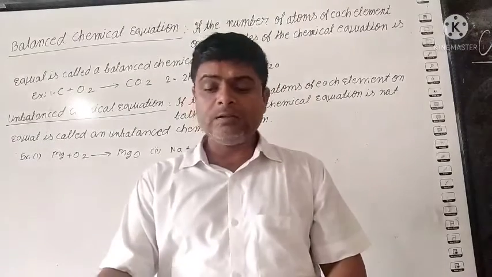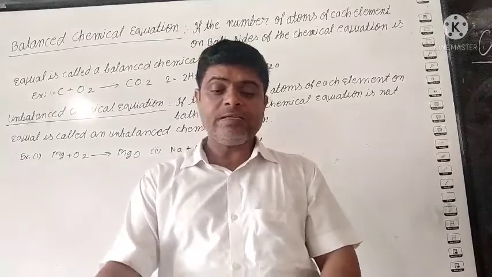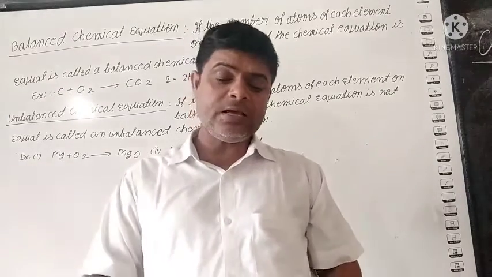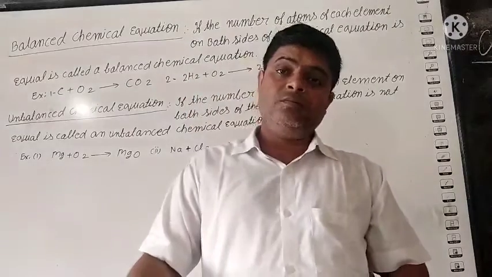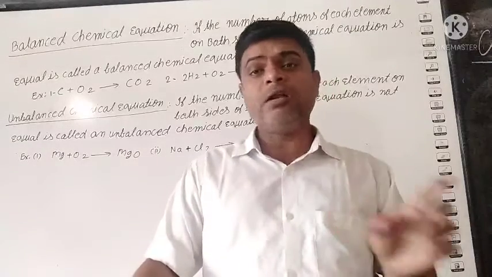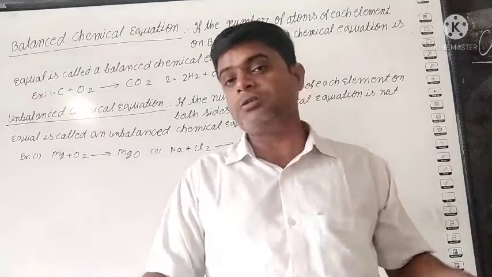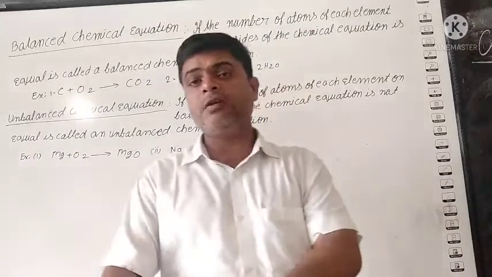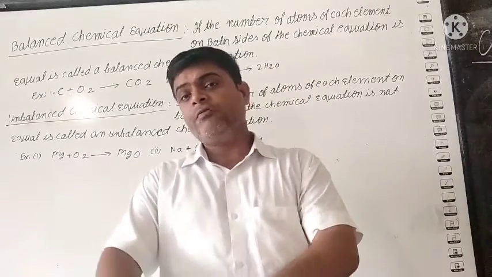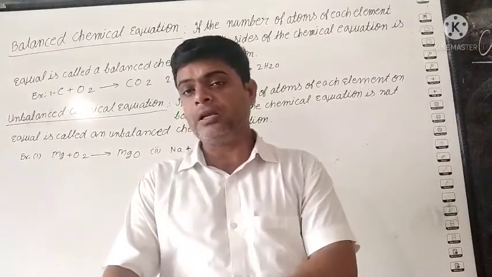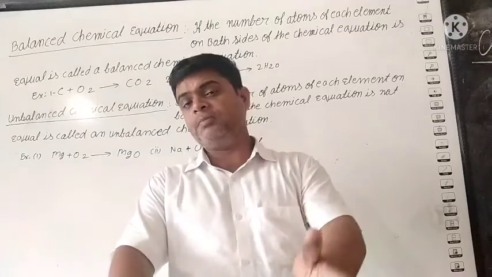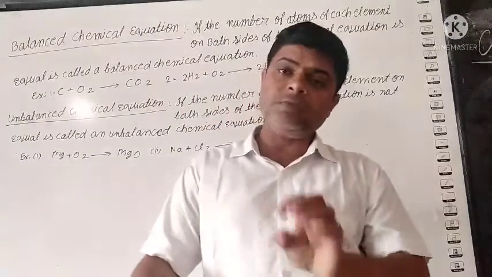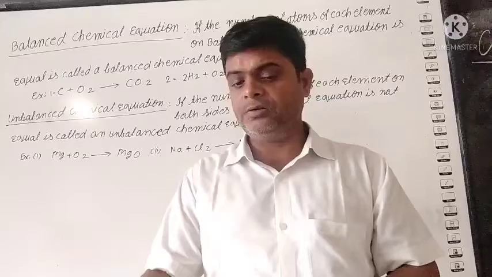So in other words, the number of atoms of each element remains the same before and after the chemical reaction. Because without the law of conservation of mass, our chemical equations are nothing. And how does a chemical equation follow the law of conservation of mass? When both sides are equal, meaning the reactant side and the product side are equal, it is a balanced chemical equation.